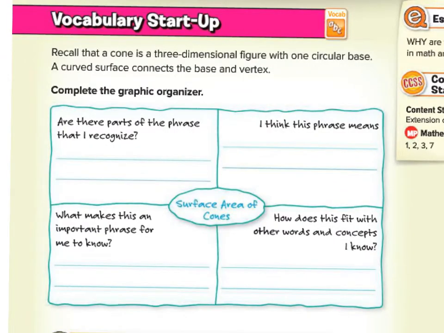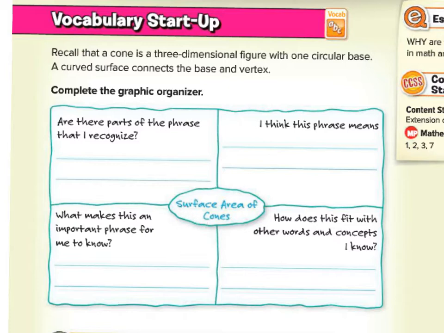So let's recall that a cone is a three-dimensional figure with one circular base. A curved surface connects the base and vertex, the very top point. So let's complete the graphic organizer.